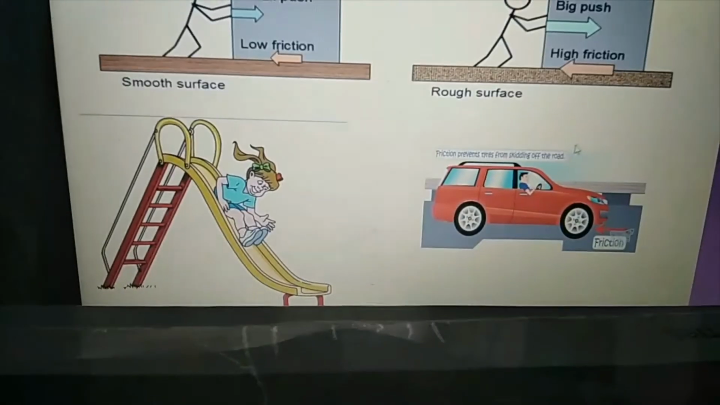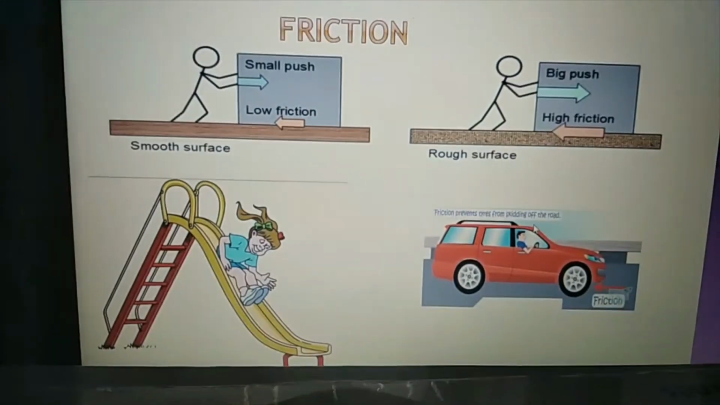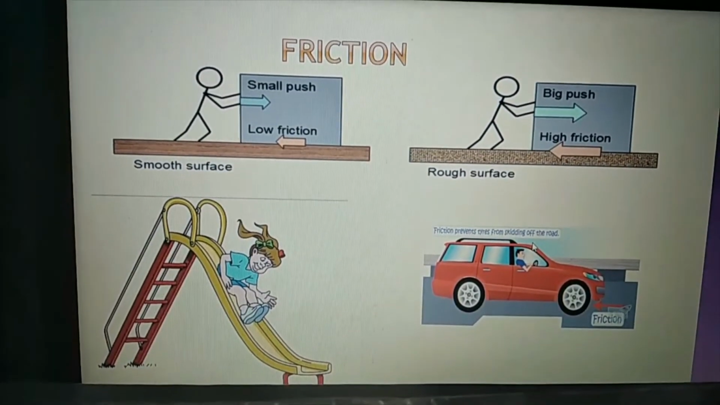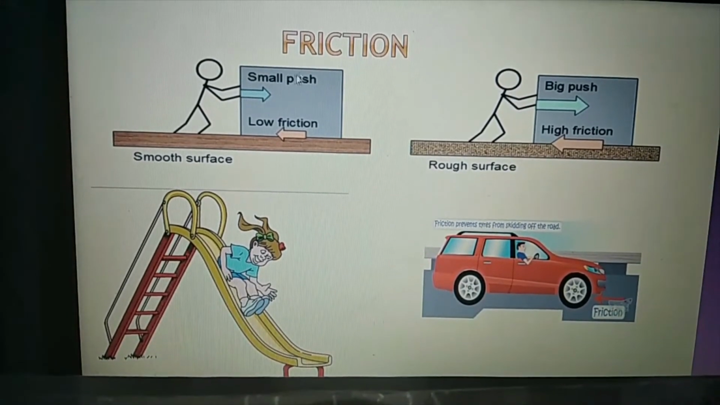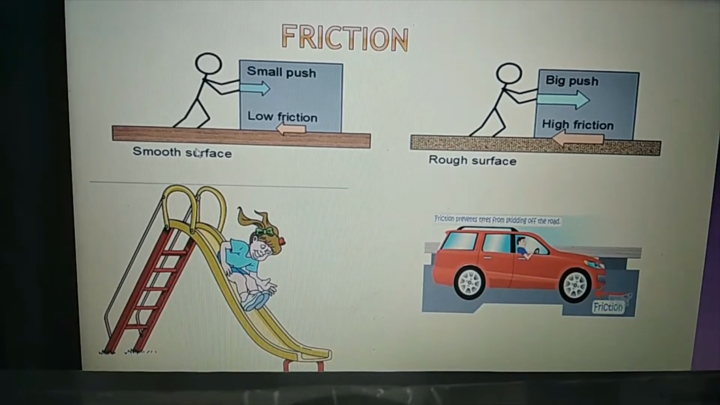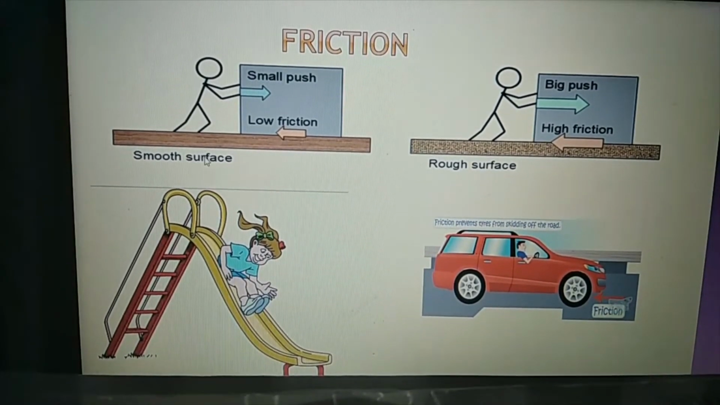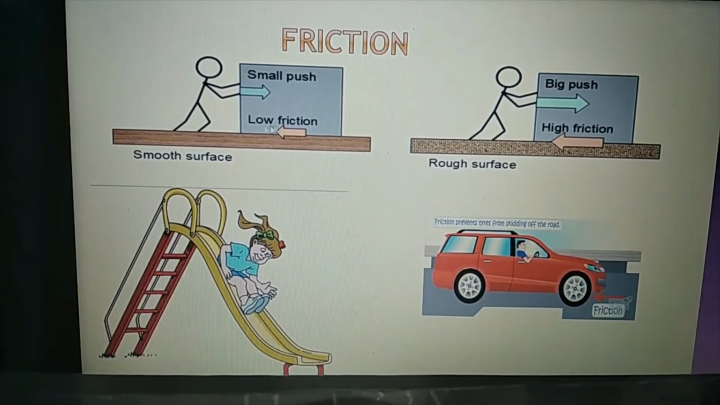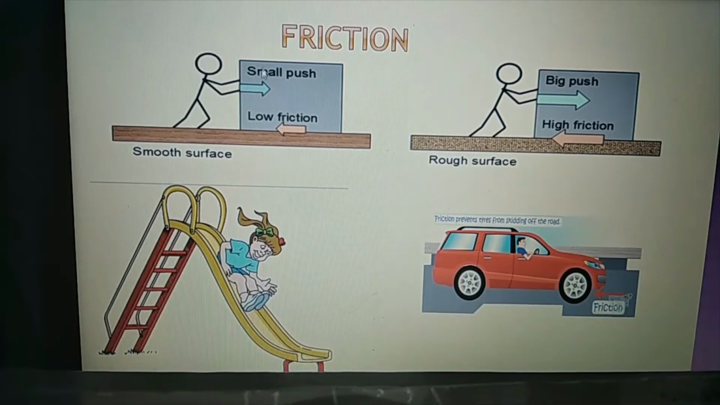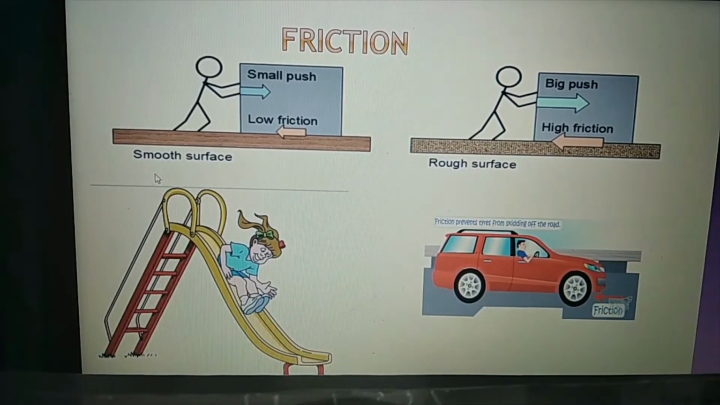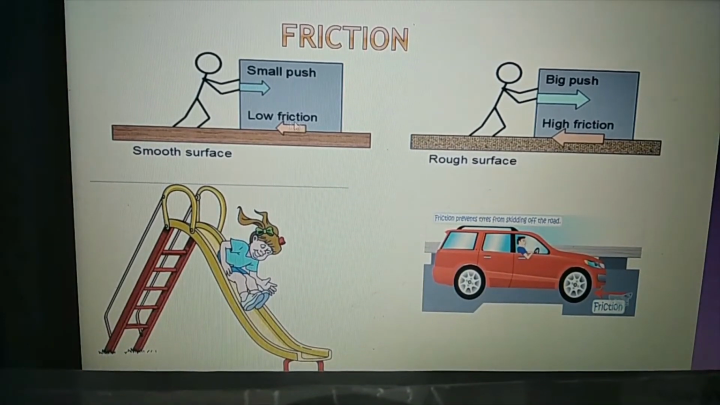Okay, so let's look at this. Still talking about friction. If you look at this first diagram, we have a small push. Look at this, we have a smooth surface. What type of friction do we have? Low friction. So a small push and a smooth surface give us low friction.